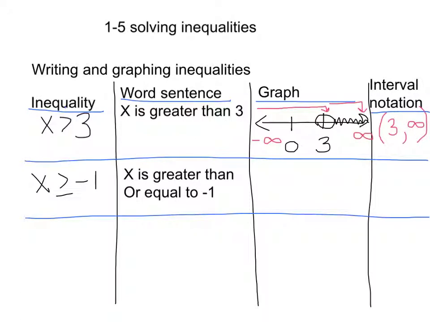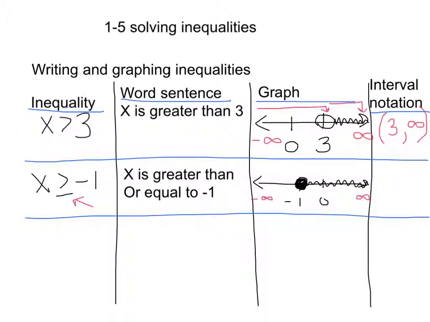Our next inequality is x is greater than or equal to -1. So whenever it's equal to, you have this line under your inequality. Now to graph x ≥ -1, I draw my number line. I place my 0. -1 is to the left of 0. Since it's greater than or equal to, instead of getting an open dot, it gets a colored in dot at -1. And then since 0 is greater than -1, we shade everything to the right-hand side of -1.